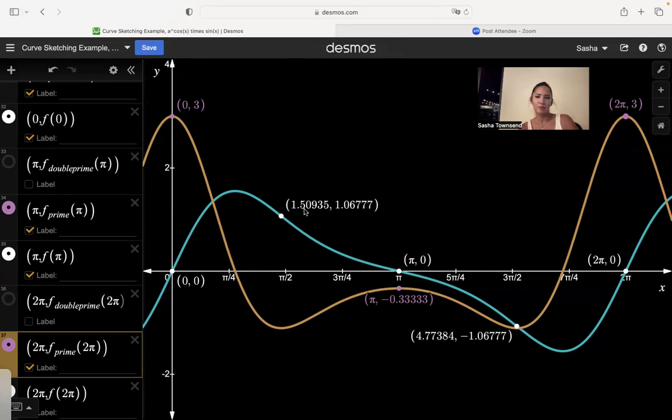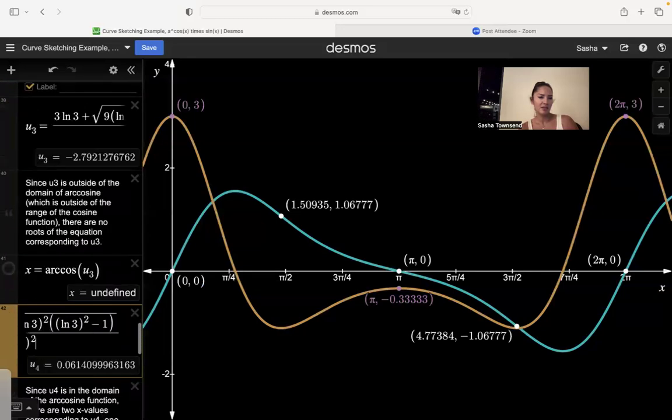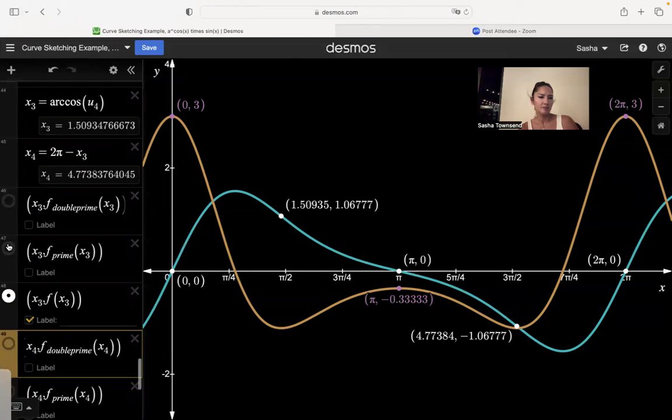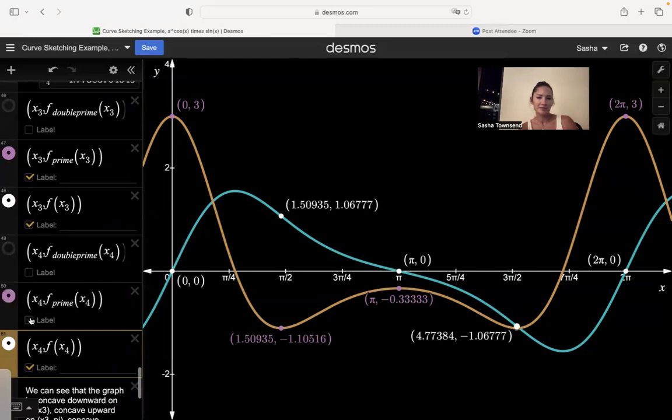And then at this 1.509, it looks like we've got a relative min. And then at 2 pi minus 1.509, I think that's that 4.77 number, we should have a relative min as well. I called those x values x sub 3 and x sub 4. So we see we've got relative minima there.